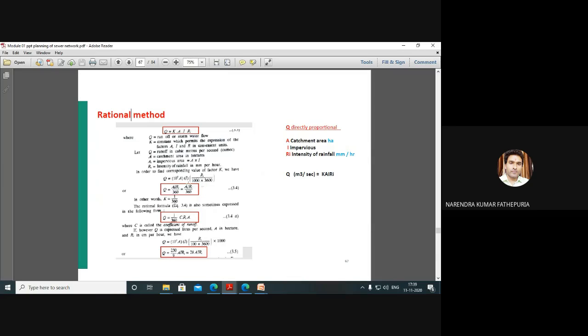So our unit should be in mm per hour. And if you want to go for the unit, hectare to meters square, then you have to divide with the factor of 10^4. Like this, you can do it. So A into R divided by 360, you will get it. K will be 1 by 360. This is the rational formula expressed in the common term. So this we have done it.